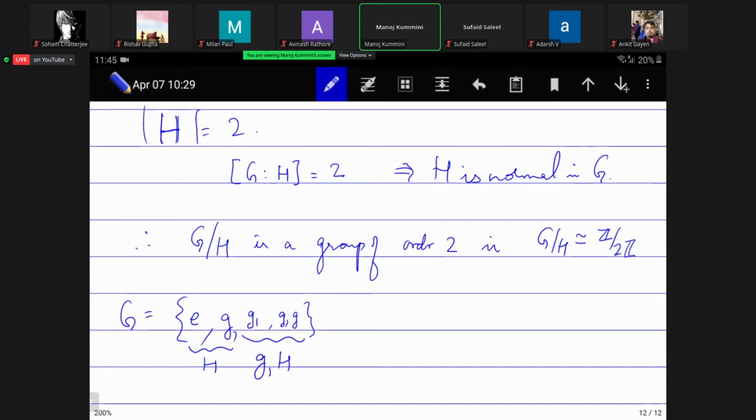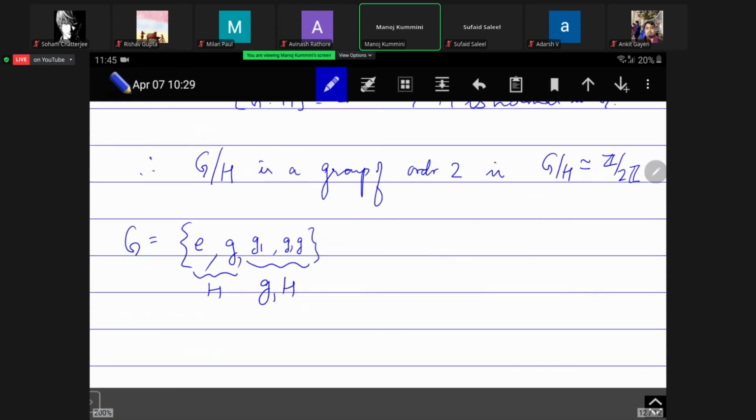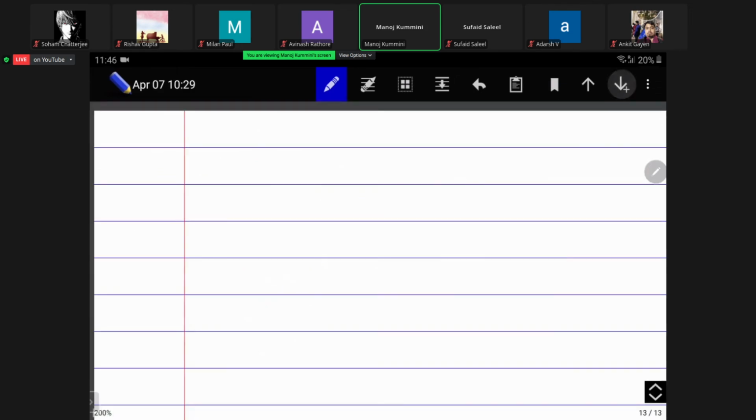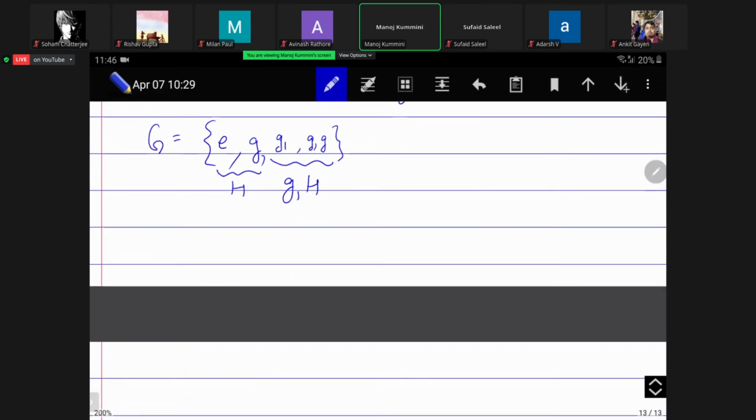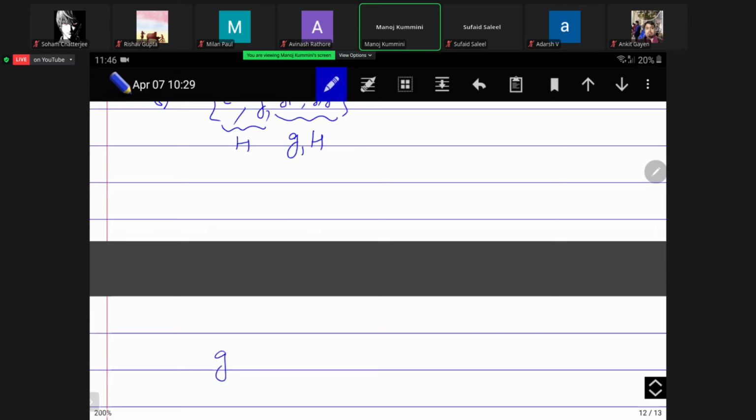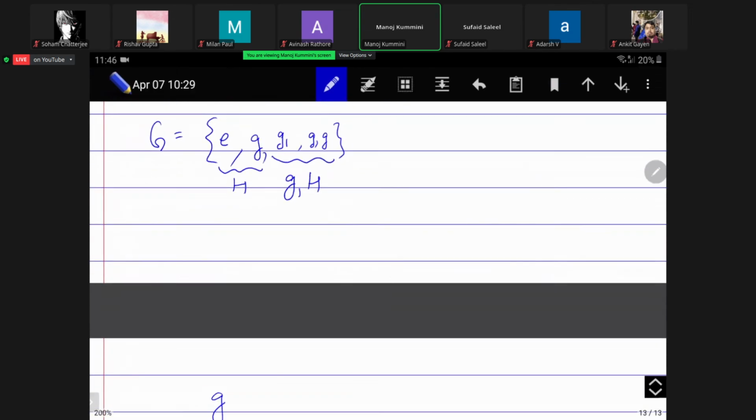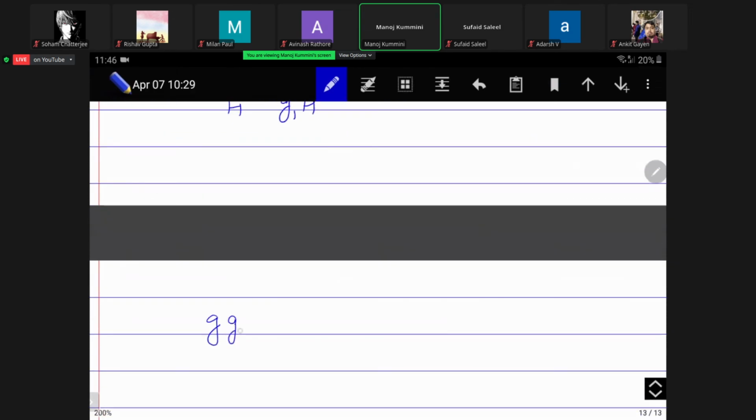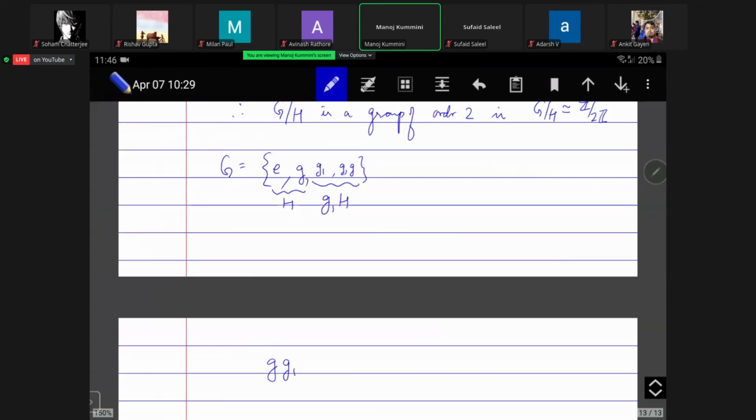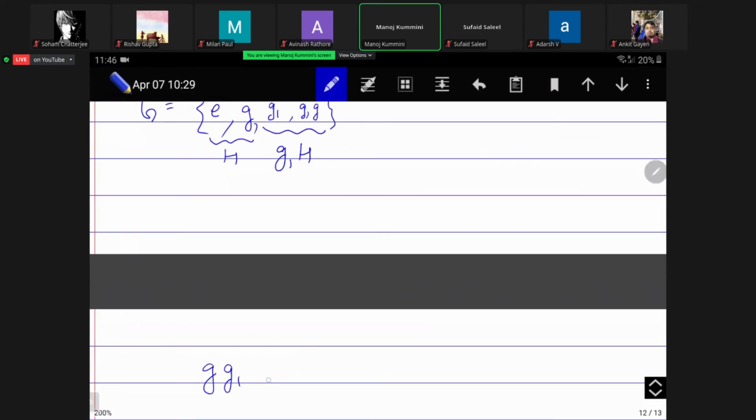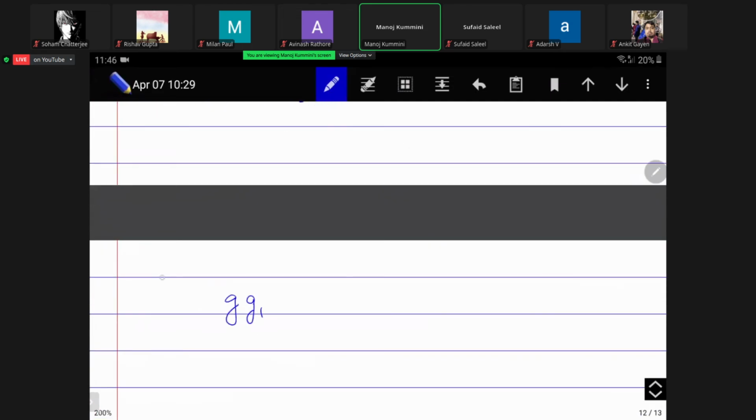Okay. What about g g1? That also has to be an element in the group because of multiplication. So let's just look at what that is. So g times g1. This is an element of the right coset. So what can this be? Well, what can this be?